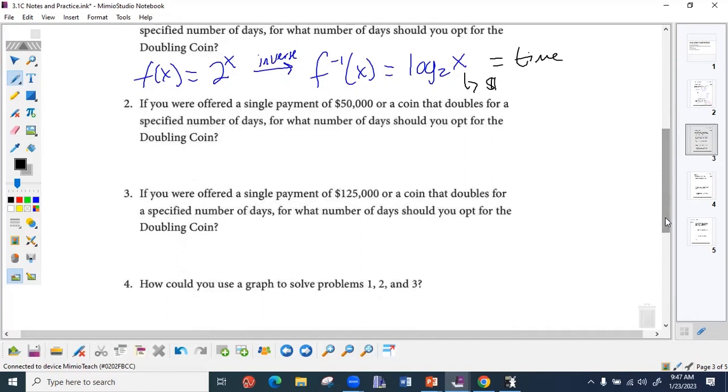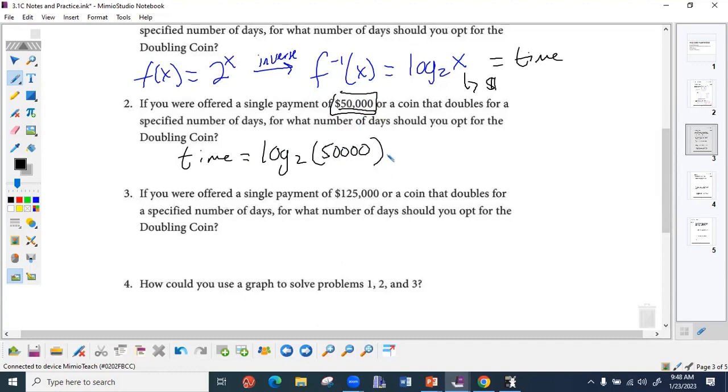It says, if you were offered a single payment of $50,000 or a coin that doubles for a specific number of days, for what number of days would you opt for the doubling coin? Okay, so our input is now 50,000. Because we're given money as our input, are we using our original or our inverse? Our inverse. So we're going to be using the inverse, log base 2 of x. So the time for this problem is going to equal log base 2. And what is my money amount? 50,000.